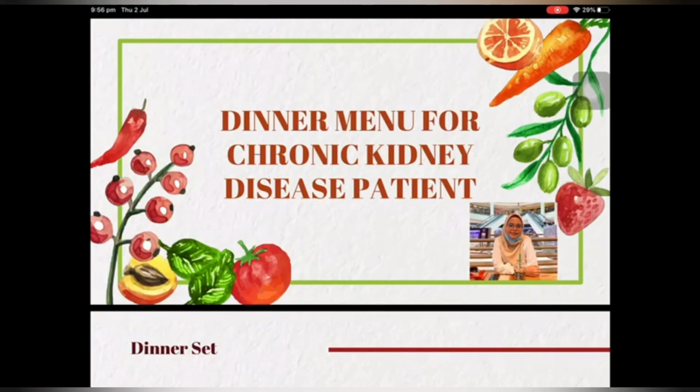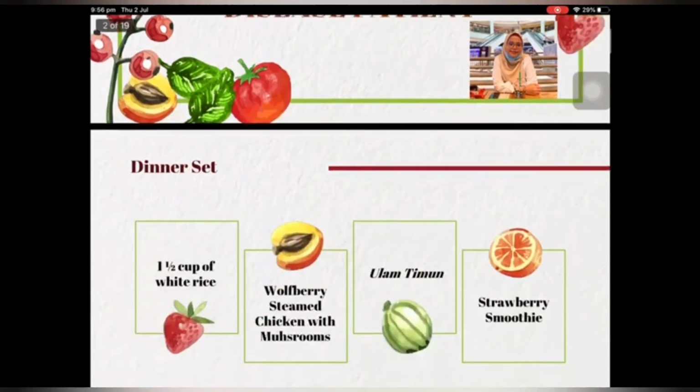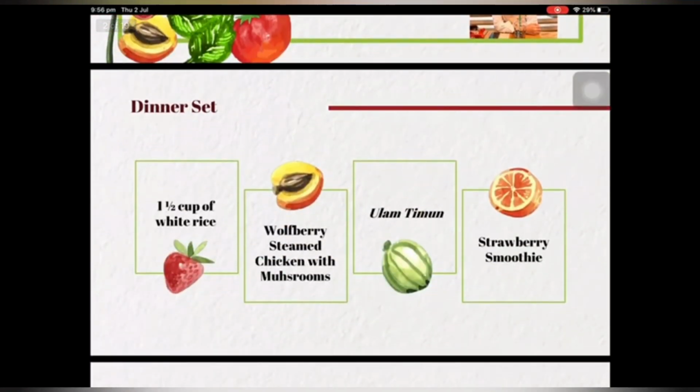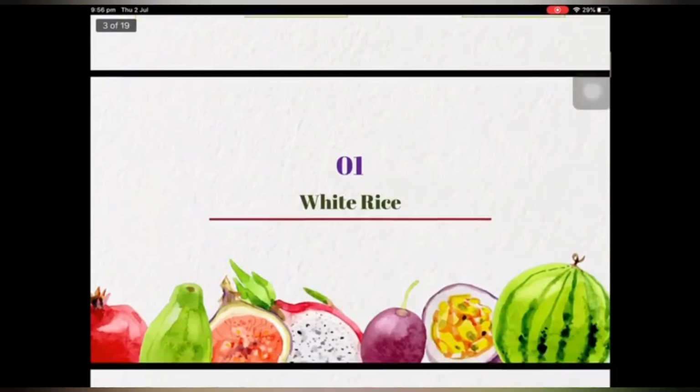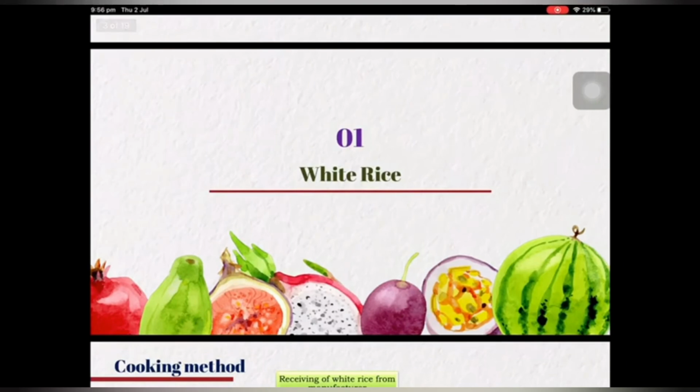I'm going to explain regarding the dinner menu for the chronic kidney disease patient. The dinner set consists of 1.5 cups of white rice, wolfberry steamed chicken with mushrooms, ulam timun and also strawberry smoothie. So we'll go first to the white rice.